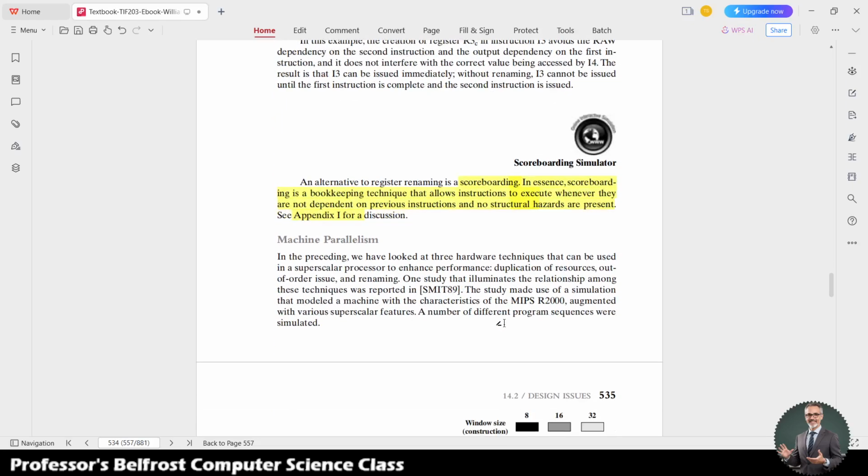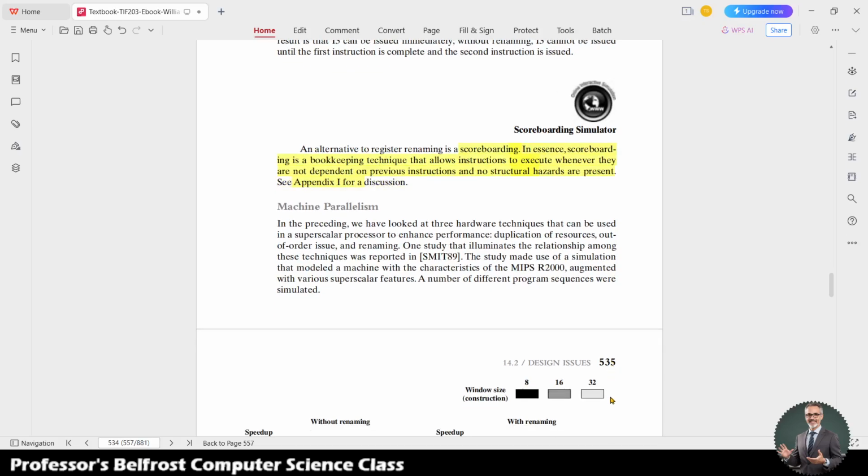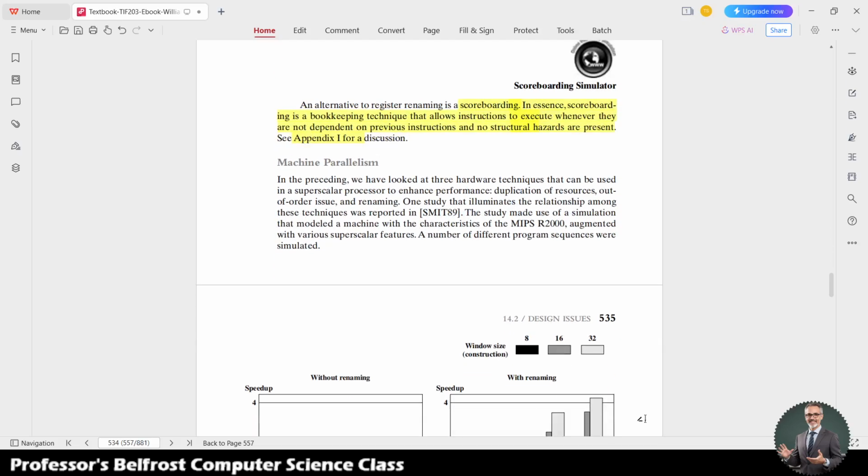Next, we'll discuss machine parallelism. Okay, so let's see machine parallelism.